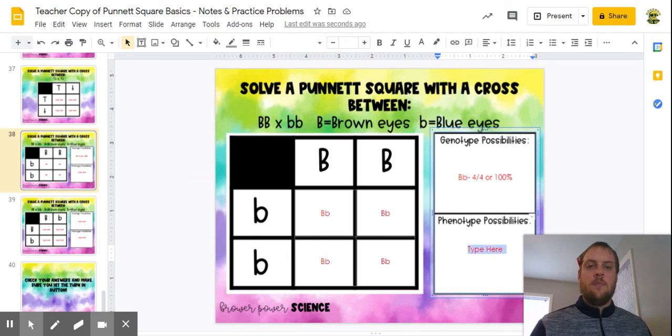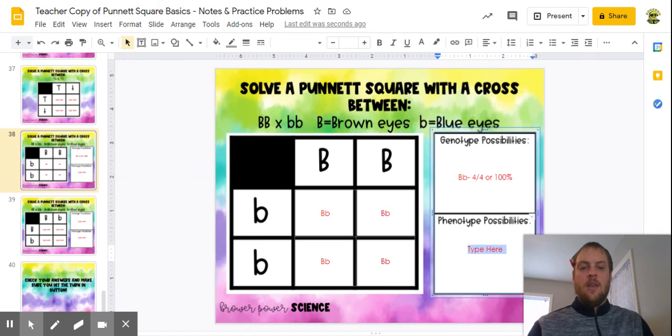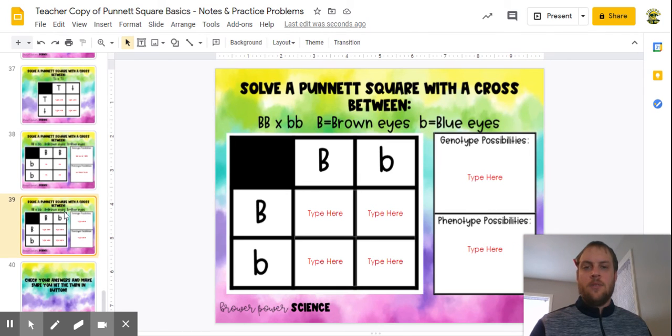Now the possible phenotypes. So again, you have the phenotypes at the top. Capital B, the dominant version of this trait, is brown eyes. Little b, the lowercase b, is blue eyes. So the recessive version is blue eyes. But because all 4 of these genotypes are showing the dominant trait, right, they have that capital B, then you're going to see 4 out of 4 brown eyes. And there you have it. Okay, so use that to kind of guide you in this last slide, number 39. But I think you guys should do just fine.